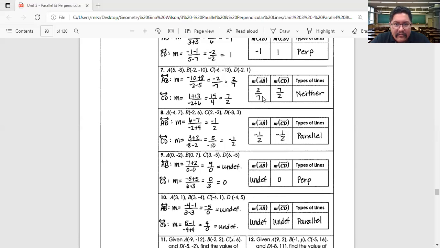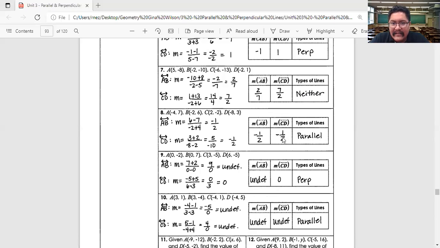Now these ones here are reciprocals, but be careful because we have 2/7, 7/2. They're actually not reciprocals and opposites. So they're not really perpendicular. So in this case, it would be neither. So be careful, because again, they are reciprocals, but they are not opposite signed.